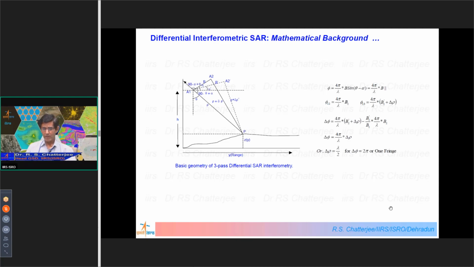That means 2 pi radian is equal to how much? 2 pi radian is equal to delta rho equal to lambda by 2. Just put this 2 pi in place of delta phi, then you will see that delta rho will be lambda by 2. So that means one fringe, or 2 pi radian phase difference, in a difference interferogram represents lambda by 2 displacement. This displacement is along the line of sight of the radar, that is along the range direction of the radar.